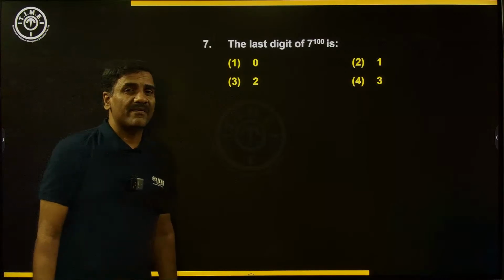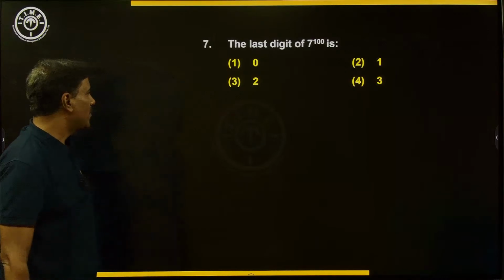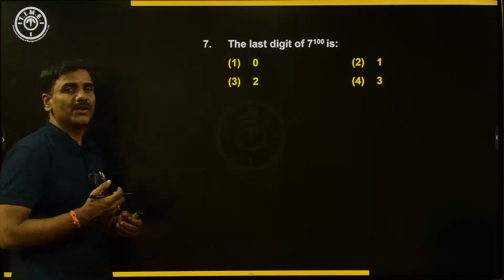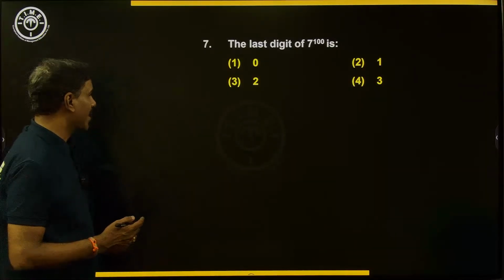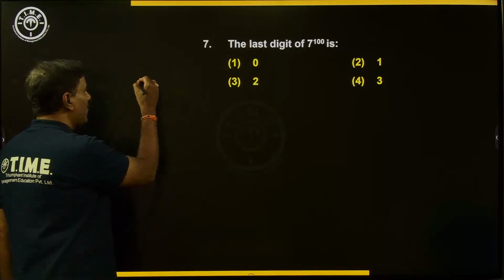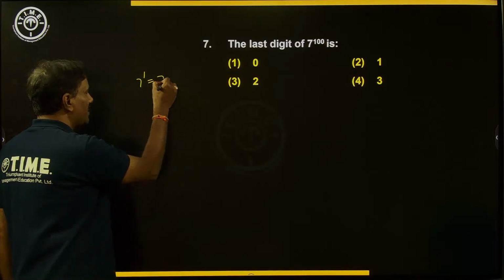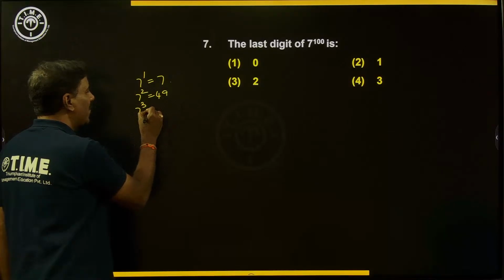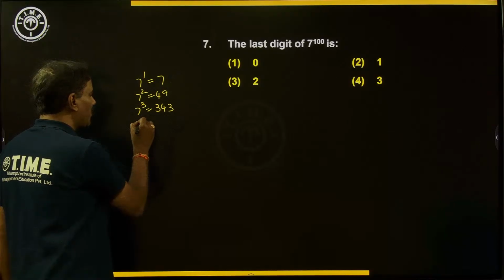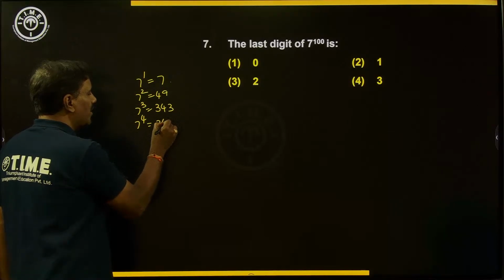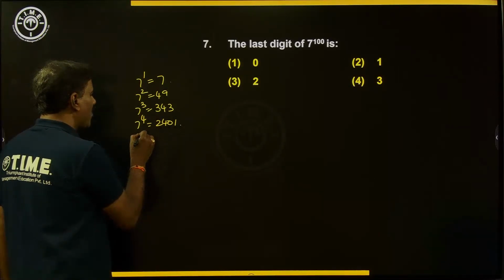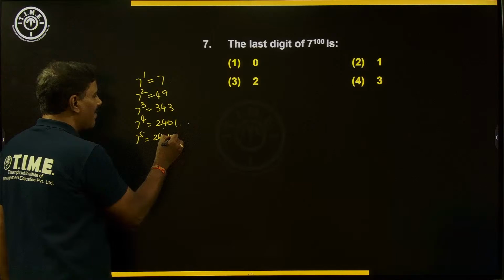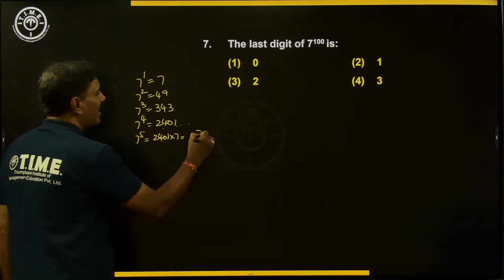The last digit of 7 power 100 is? If you observe carefully, for any number, if you look at the successive powers, the unit digits are repeated in a cyclical order. Like powers of 7: 7 power 1 is 7, 7 square is 49, 7 cube is 343, 7 power 4 is 2401, which is 49 square. 7 power 5, 2401 into 7, will be ending with 7, right?